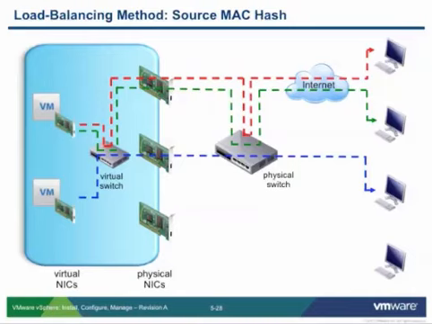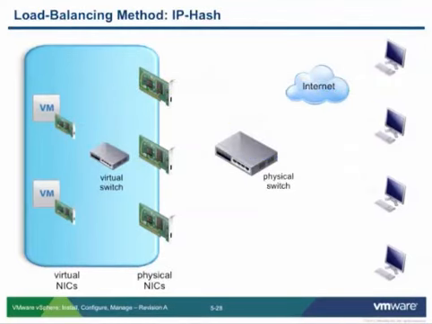And like the other algorithm before, any virtual machine that has a single virtual network interface card can only use the total bandwidth of a single physical network interface card. In this next one, we'll see how we can actually take advantage of using the bandwidth of multiple physical network interface cards.